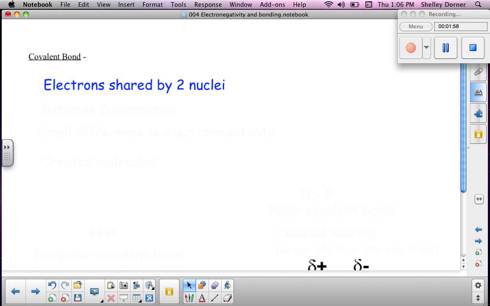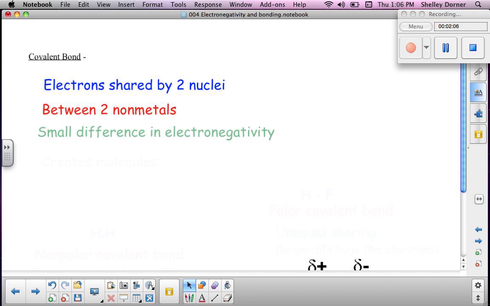Covalent bonding is the situation resulting from the sharing of electrons. This occurs between two nonmetals as a result of the small difference in electronegativity, and this is the type of bond present in molecules.